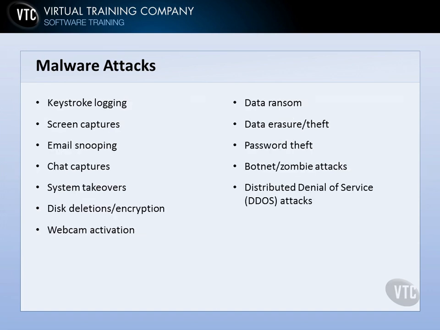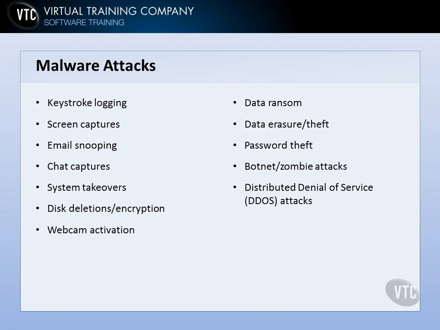Now, some different ways that we could use malware against a system. Keystroke logging, obviously, and I'm not talking about just logging passwords and usernames, although that's a popular use for it. I'm talking about logging entire documents of keystrokes. Screen captures, seeing what a user sees on the screen and taking a snapshot of it without them knowing it, sometimes even taking video of their screen. Email snooping, looking at their emails while they're typing them and before they're sent. Chat captures, if they're chatting or using IM across their network, malware can capture that. Taking over an entire system.